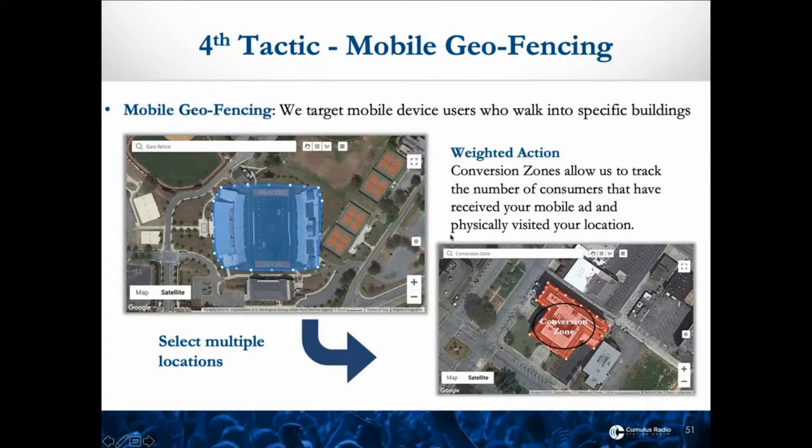And the last one is what's called mobile geofencing. You may or may not have heard of it. This is kind of like the shiny new toy, even though it's been out for a number of years. This is where we can actually put a literal geofence using Google Maps around anything. Here you can see it's around a football stadium. We can do it as large as you want, as small as a single parking stall.